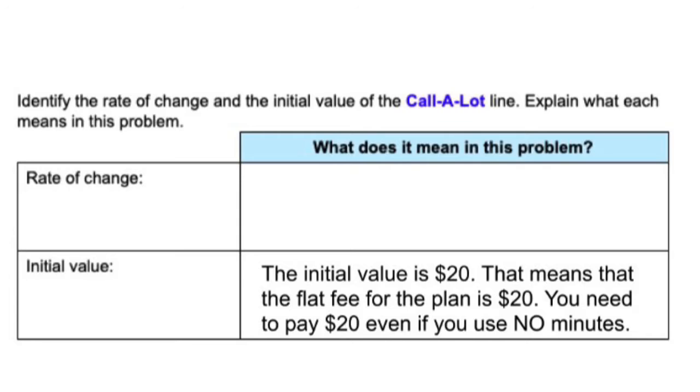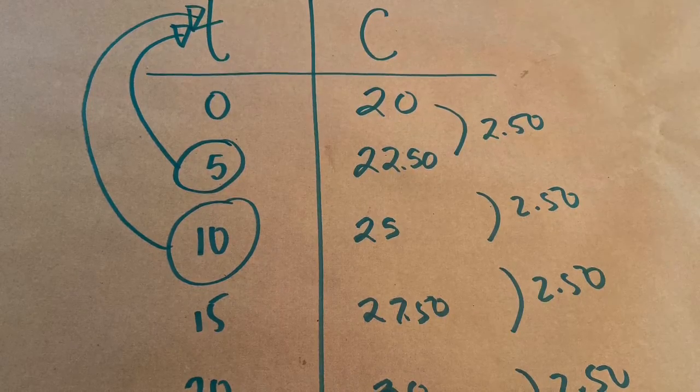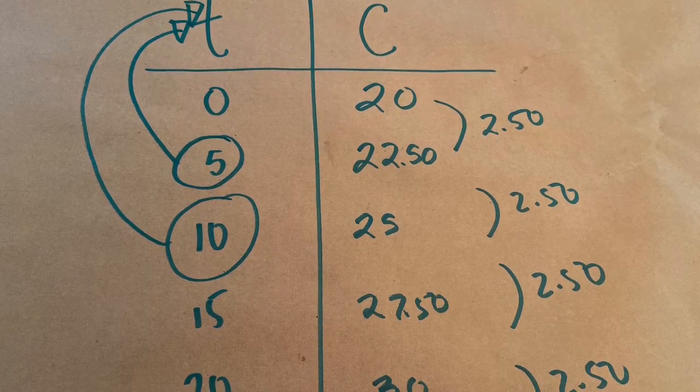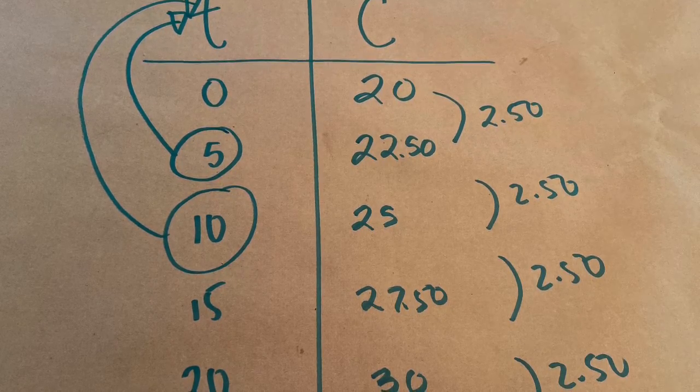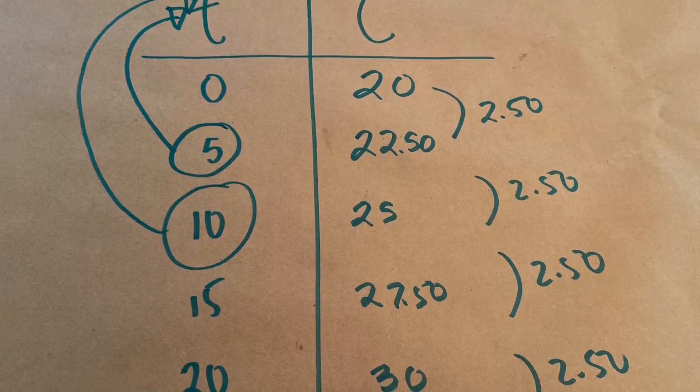The next part of the table that I need to fill in is the rate of change. So I need to look at the Call-a-Lot table of values and equation and figure out what the rate of change is. So let's look at our table of values. Don't forget also, we need to explain what the rate of change means. So here's our table of values for Call-a-Lot. And some people would say, oh, miss, the rate of change must be $2.50 because it's jumping $2.50 all the time. I'm going to say, stop, hold on, that's not right.